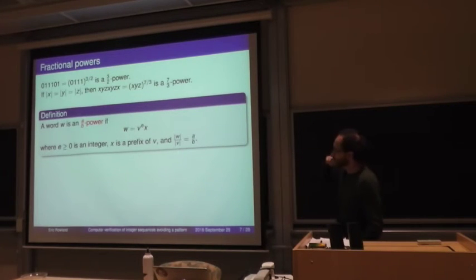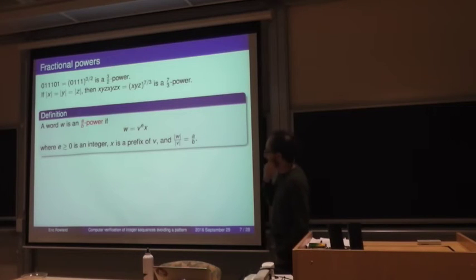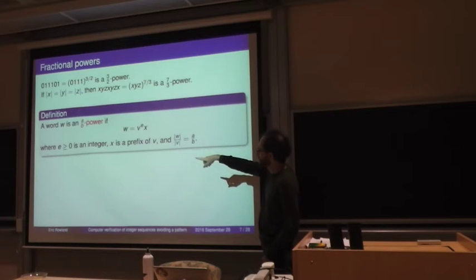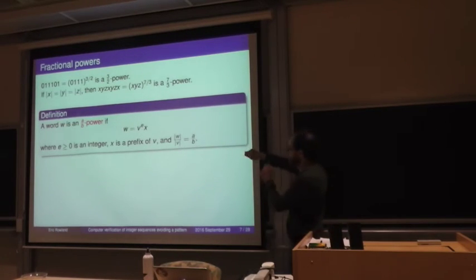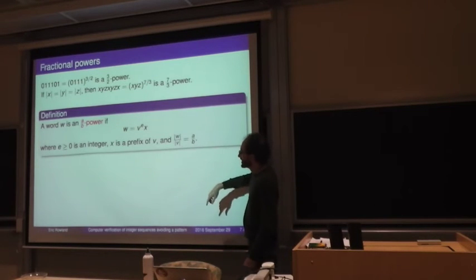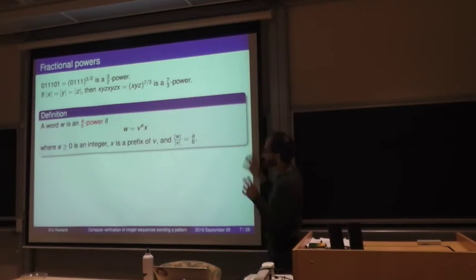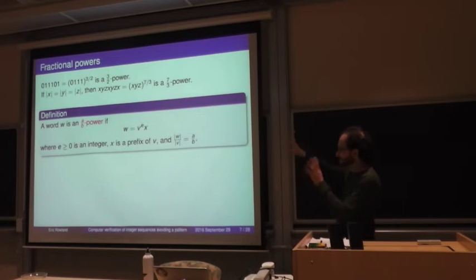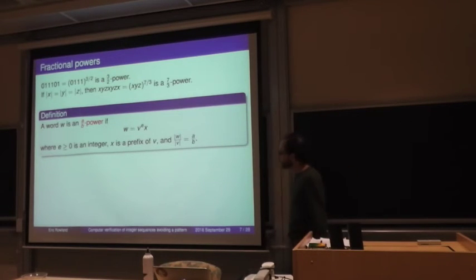So here's the formal definition. A word is an a over b power if you can write it as v to the e times x, where x is a prefix of v, and the lengths are related in the right way. I find the examples easier to understand, but whatever's easier for you. This is the definition.